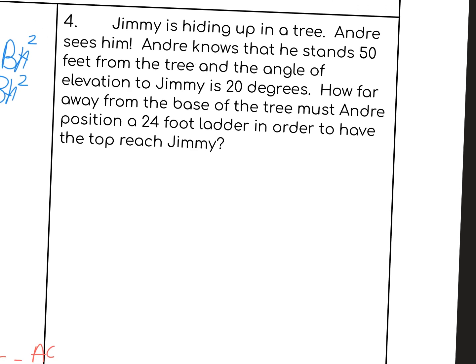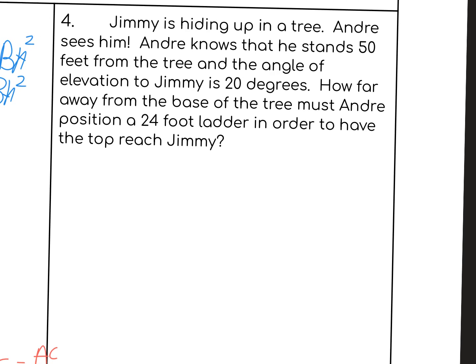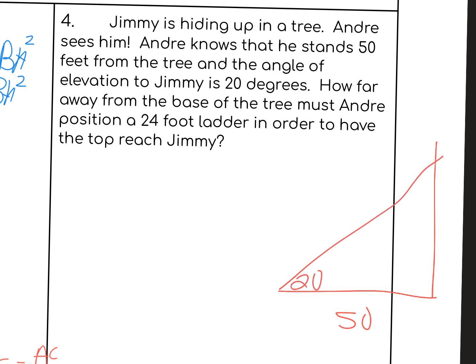Jimmy is hiding up in a tree. Andre sees him. Andre knows if he stands 50 feet from the tree, the angle of elevation is 20 degrees. So we have a tree. If Andre is 50 feet away, the angle of elevation is 20. How far away from the base of the tree must Andre position a 24-foot ladder in order to have the top reach Jimmy? I don't know, so I've got a 24-foot ladder. So if I figure out how high the tree is, that would be helpful information.